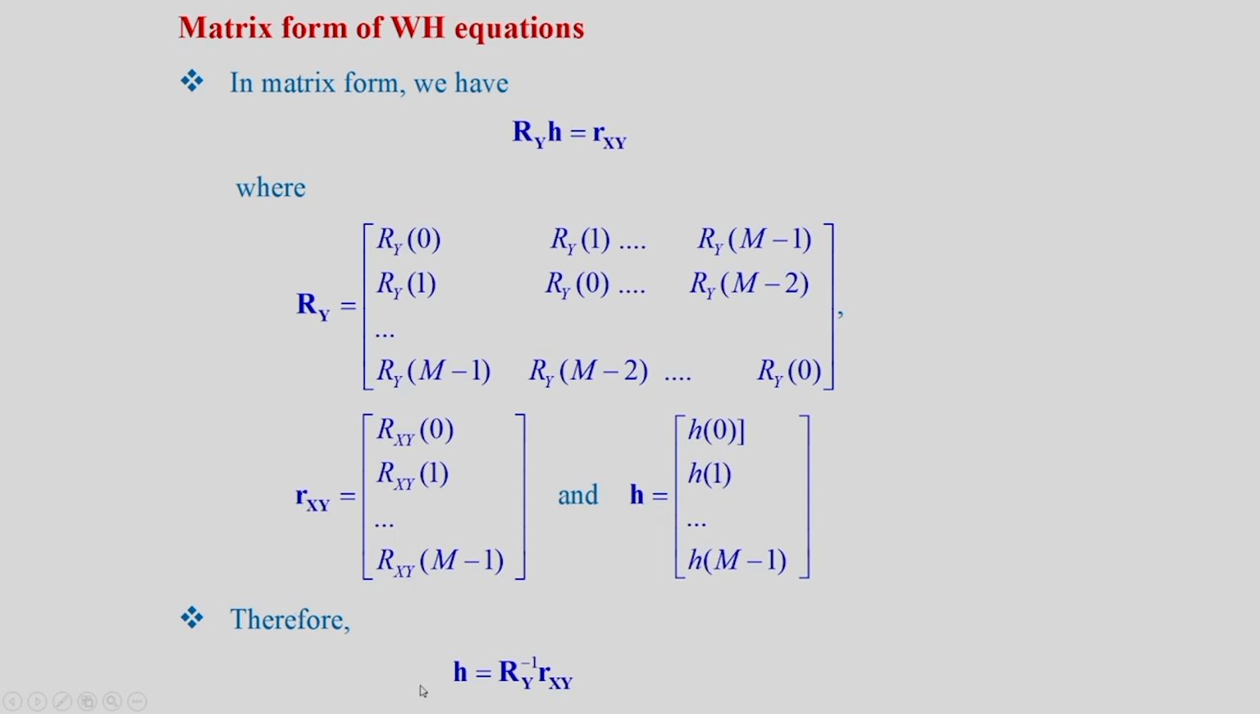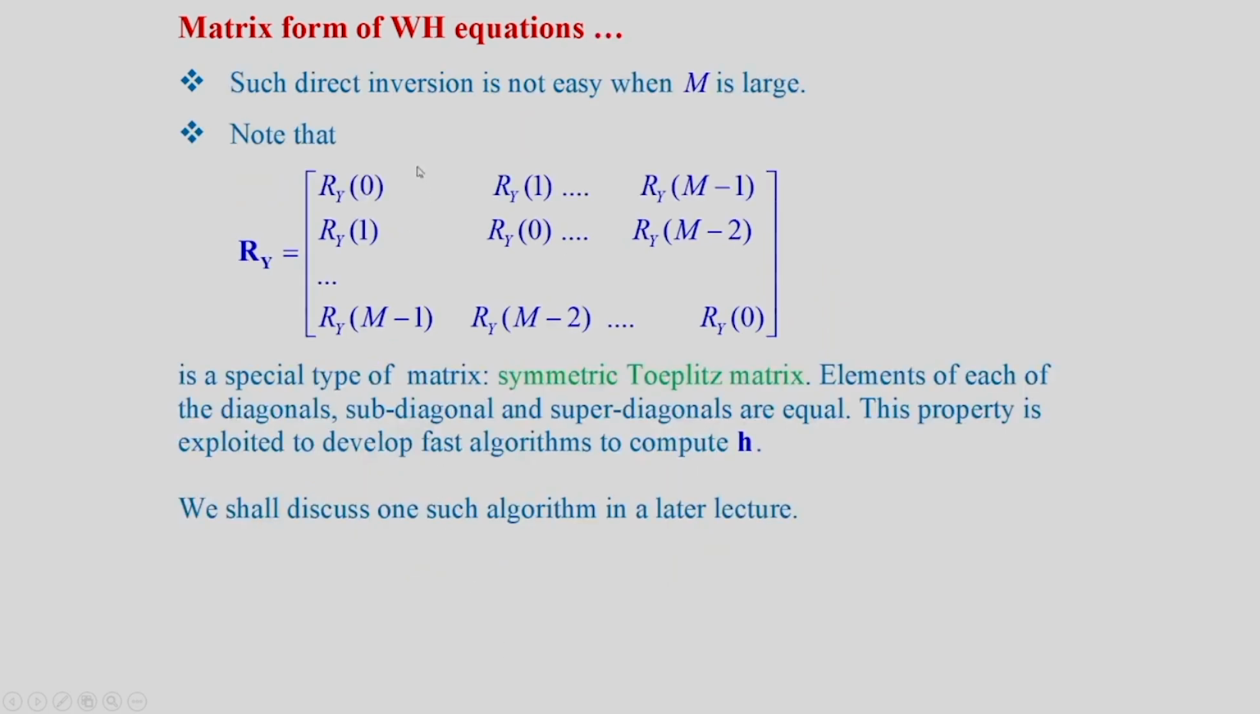We can find h by inverting this relationship R y h is equal to small r xy. Therefore, h will be R y inverse into small r xy vector. So, this inverse matrix we have to find out. Such direct inversion is not easy when m is large, because I know that R y is an m by m matrix. So, if m is large, inversion will be very complicated.